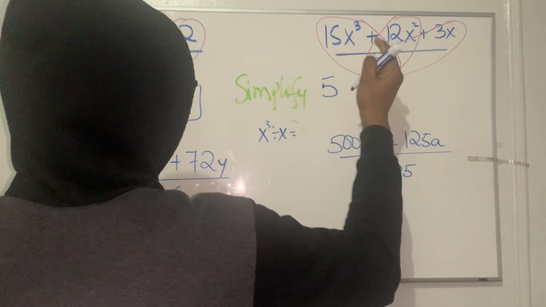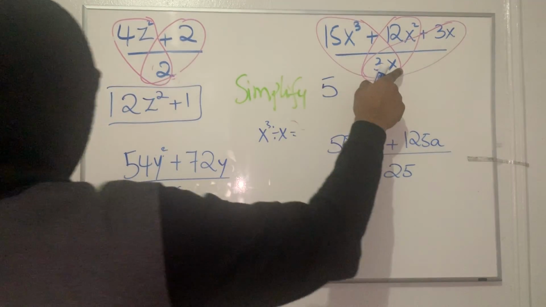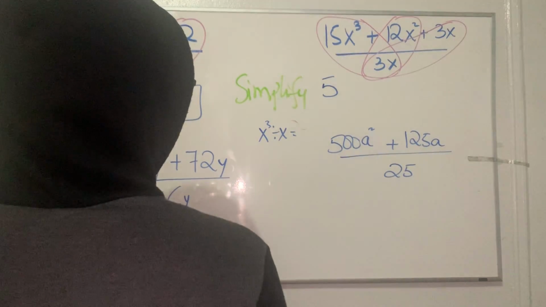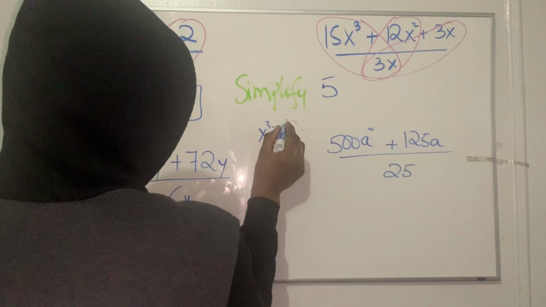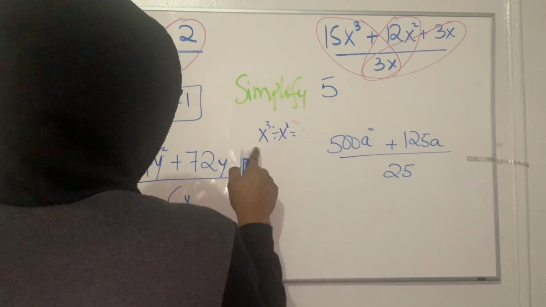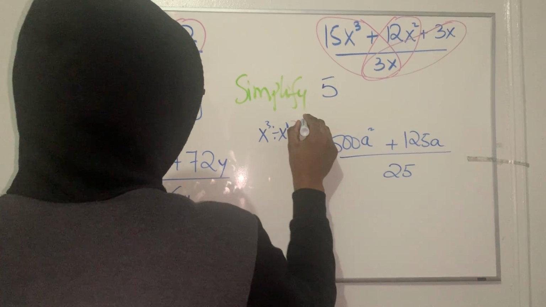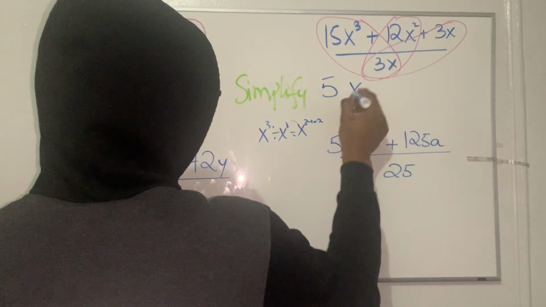Now remember, here you don't have an x, but here you have an x, so you want to take consideration of the x. When x is on its own, with no number, there's an invisible 1 at the top. So when you are dividing exponents, what do you do? You just subtract. So you get 3 minus 1, which is equal to 2. So you put x to the power 2.